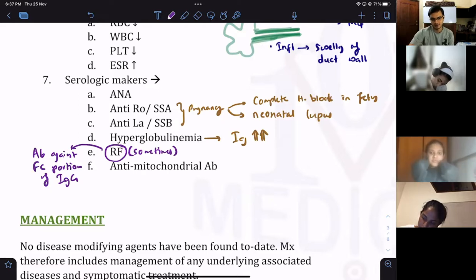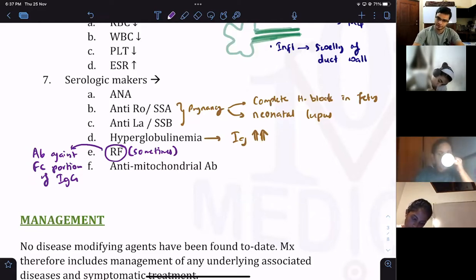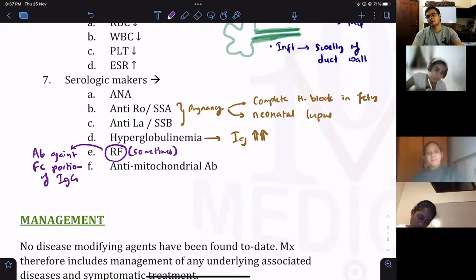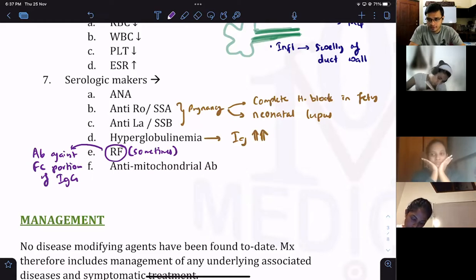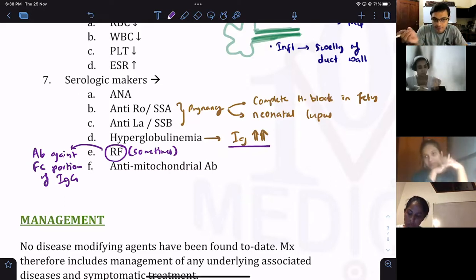Now, here's what I don't want you all to confuse, guys. We say rheumatoid factor can be positive. Does this mean the patient will have hypoglobulinemia? What do you all think? No, why? Now we are saying the patient has hyperglobulinemia. We are saying immunoglobulins are going to be high. But at the same time, we are saying some of them can be rheumatoid factor positive.